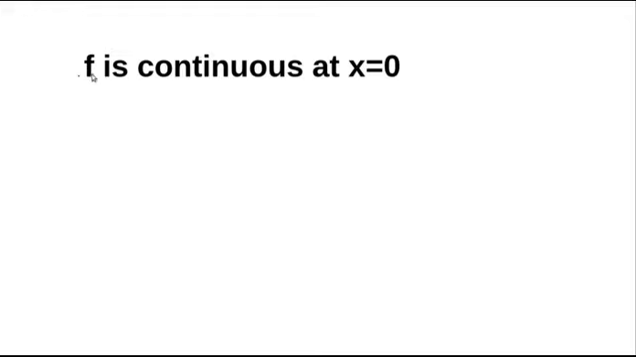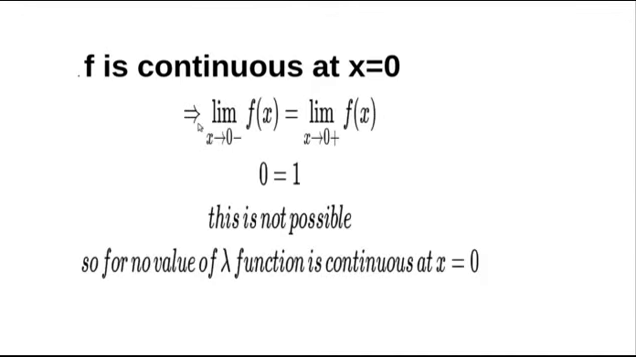Now, we can take f is continuous at x equal to 0. That implies limit f of x, x tends to 0 minus, that is left hand limit at 0, equal to limit f of x, x tends to 0 plus, that means right hand limit. That is left hand limit equal to right hand limit. Left hand limit is 0, right hand limit is 1. Therefore, 0 equal to 1. That is not possible. That is impossible. Therefore, we can write for no value of lambda, the given function is continuous at x equal to 0.